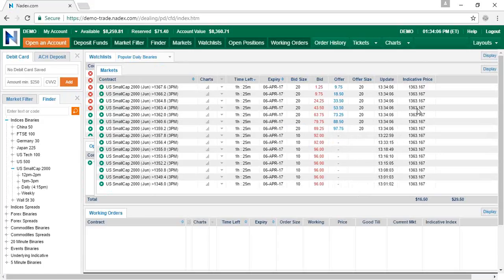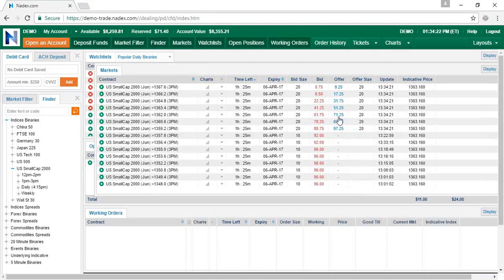63.1. What's the closest binary to that? 63.4. Draw a line. Where is this pricing at? Pretty close to $50, right? So right in here is where the market is.